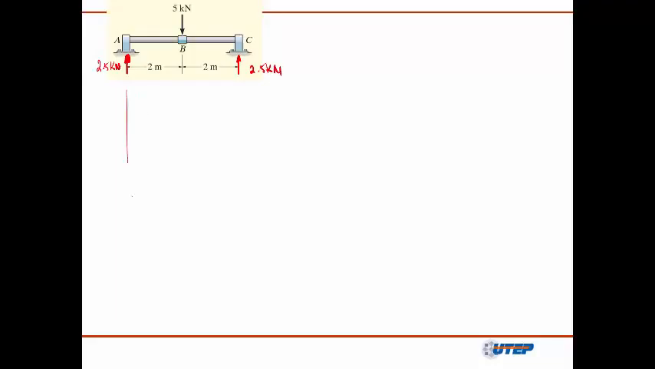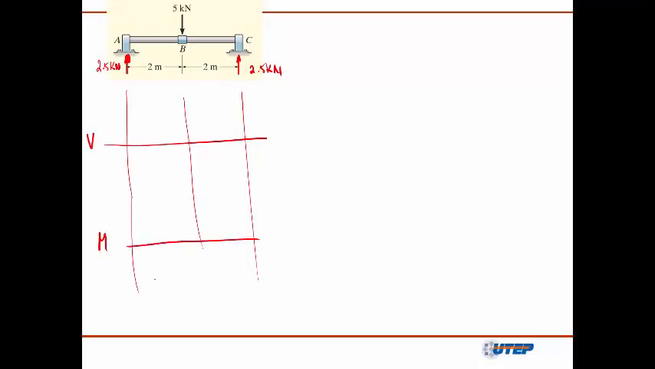Let me do this, and usually what we'll do is partition all this. This is going to be my shear, and I'm going to draw my moment here. Again, I'm sorry, it's not perfect, but anyway.